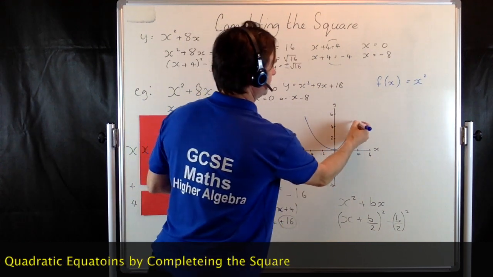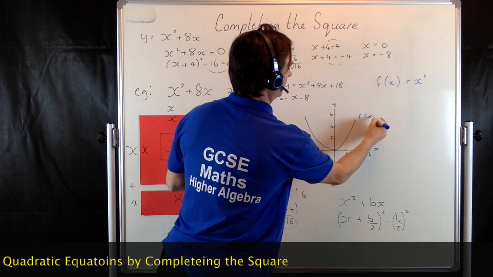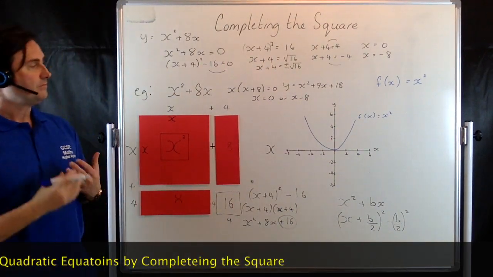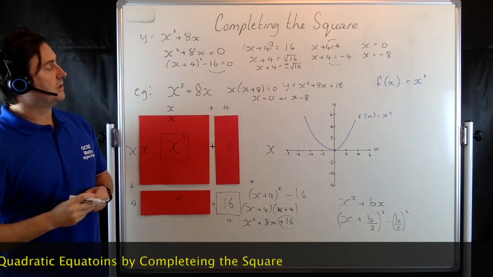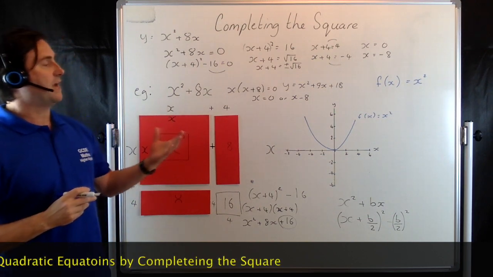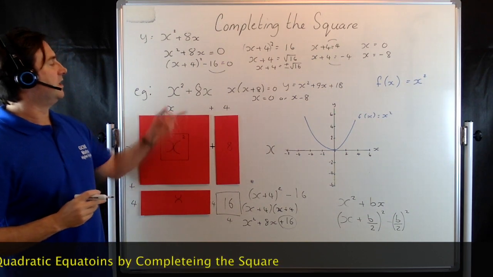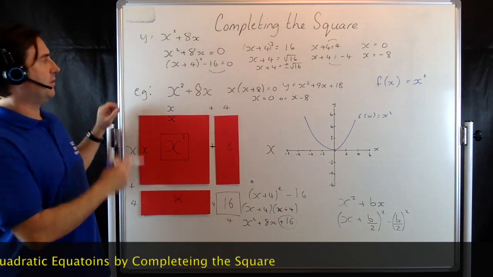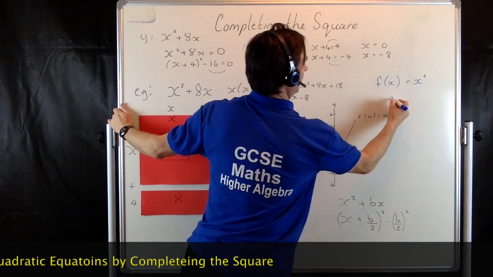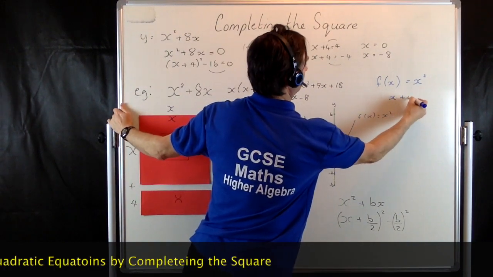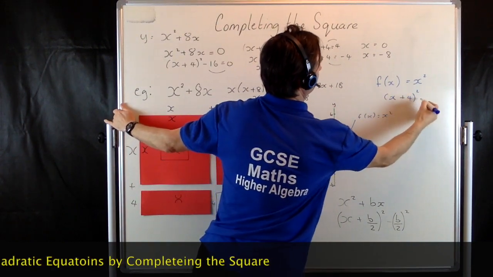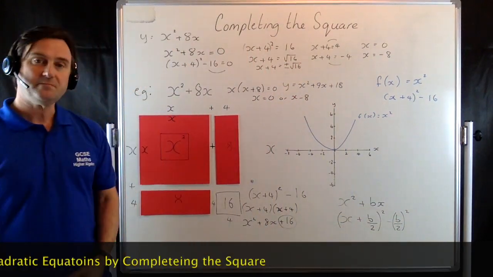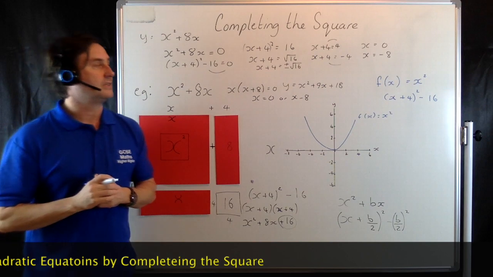Okay, it's just a sketch of the graph of y equals x squared. Now what I'm going to do is look at what happened when I completed the square on my expression x squared plus 8x. Remember what we got: x plus 4 squared minus 16. Now let's see what that's going to do to this.